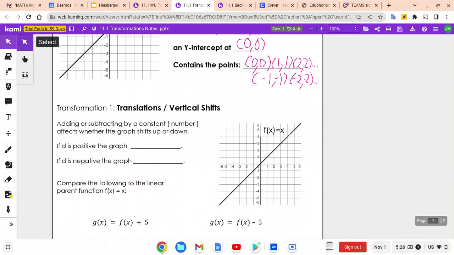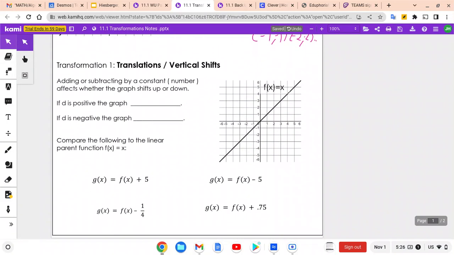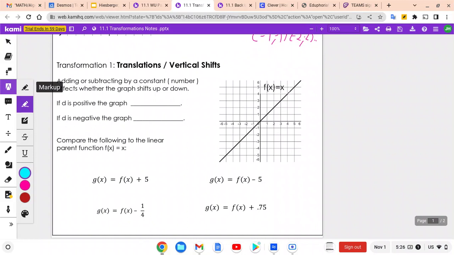Moving on, we're talking about transformations, and that's just a fancy word for saying we're moving the line. There are 3 types of transformations, and this is also going to come up in geometry, by the way. The first transformation is called a translation or a shift. We're going to focus on vertical shifts. There's also horizontal, but we're not going to do that right now.